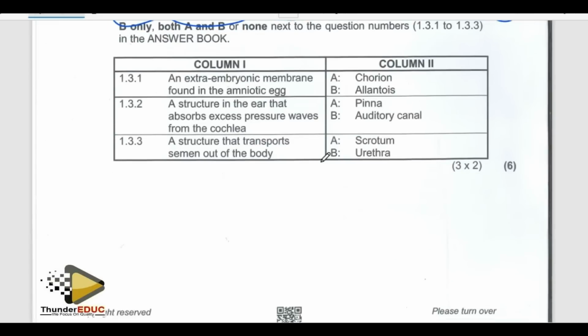All right, let's start. An extra embryonic membrane found in amniotic fluid. Amniotic egg, not amniotic fluid, sorry. How do we call that?